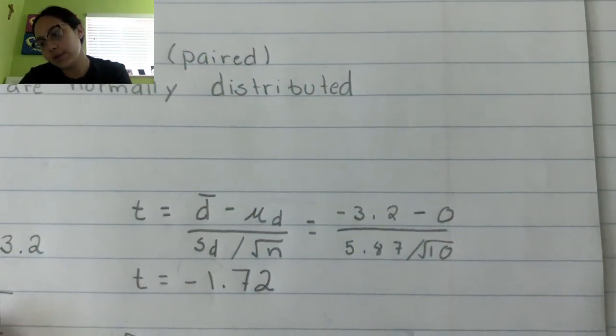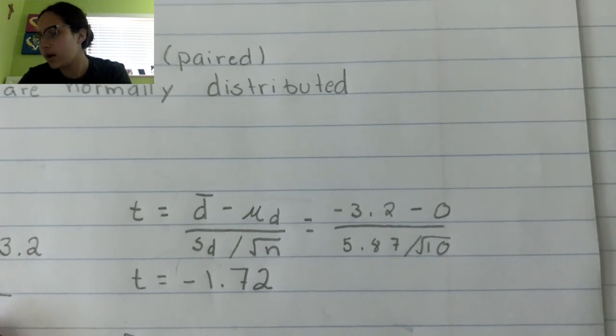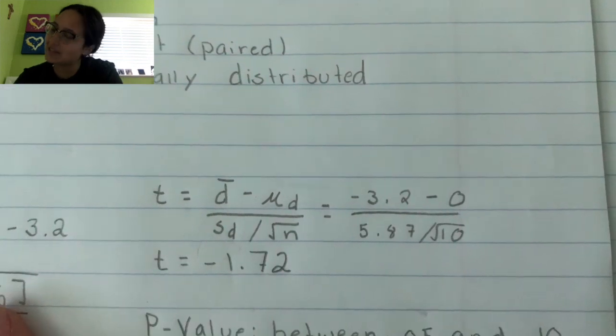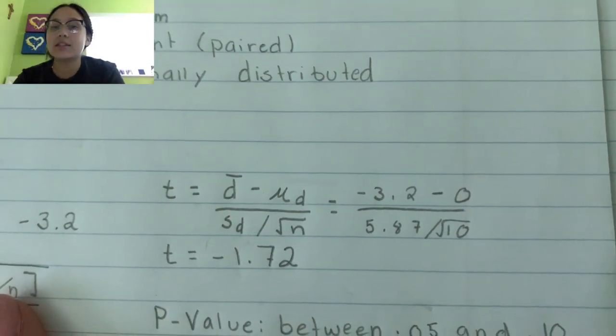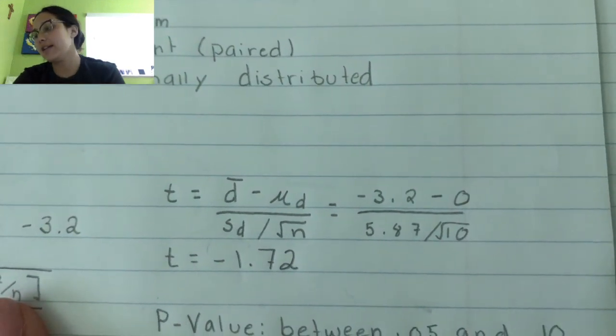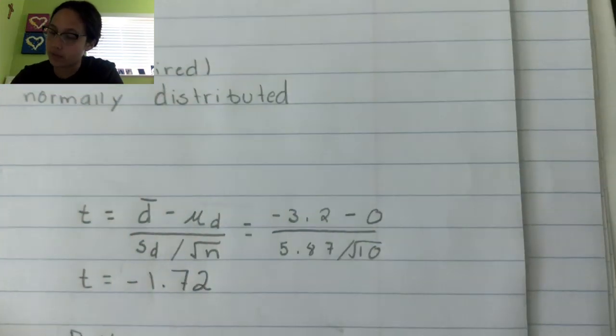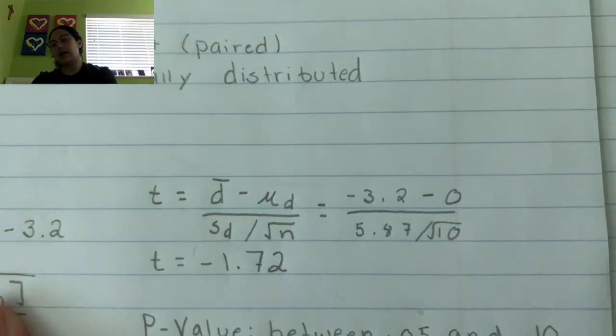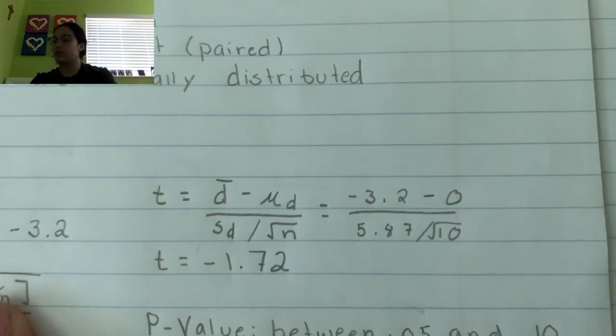The formula for a paired t-test is d bar minus mu of d over s of d over the square root of n. So when you plug all of those values into your calculator, you get t is equal to negative 1.72.